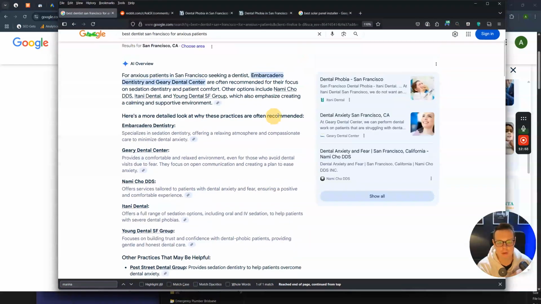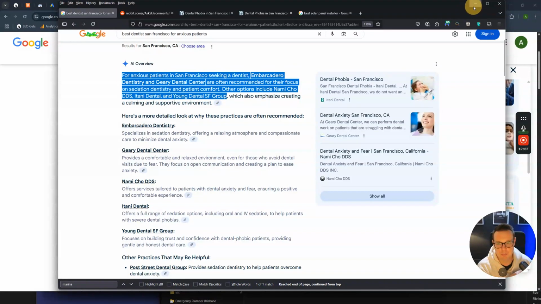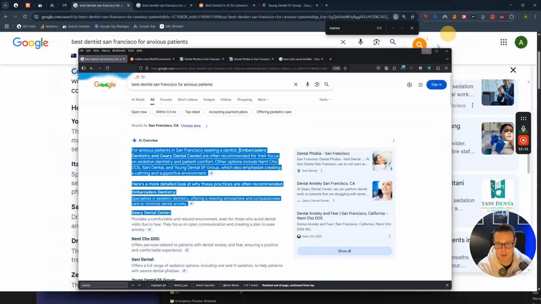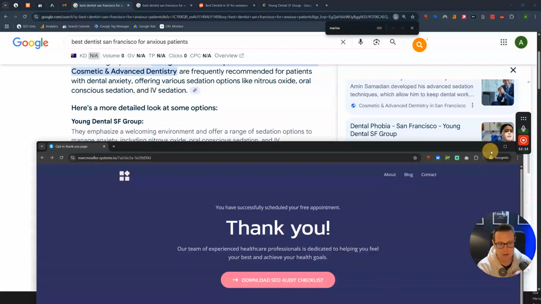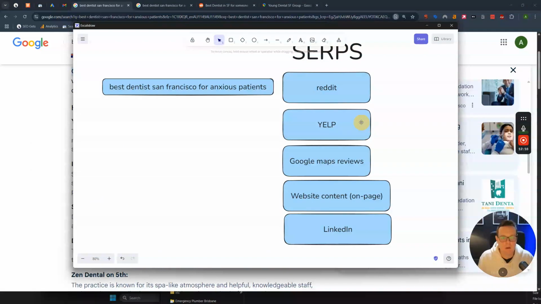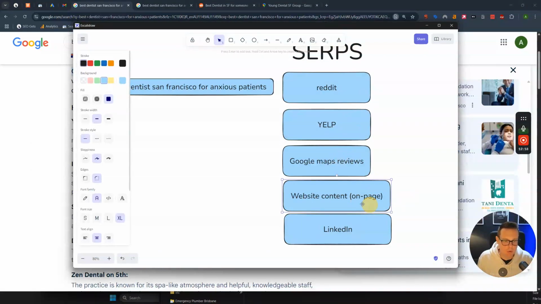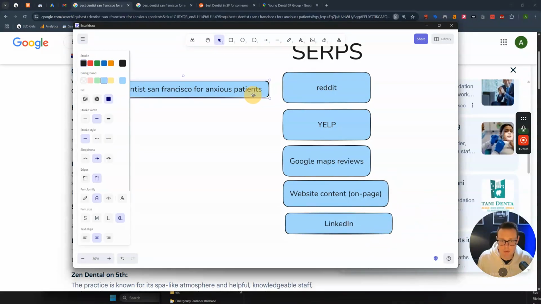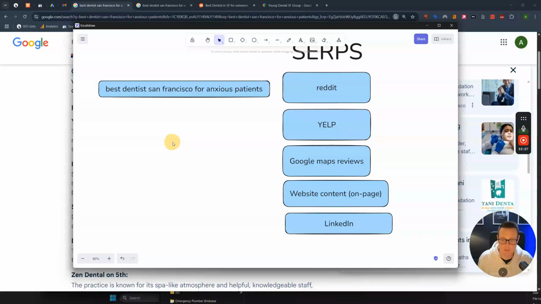So you don't always need to be in the top spot to be considered for the answers inside of AI overviews, as long as you're appearing sufficiently in other locations, such as Yelp, Google Maps reviews, you've got the content on your own page and other sources that are recommending you, then most likely large language models will consider you.